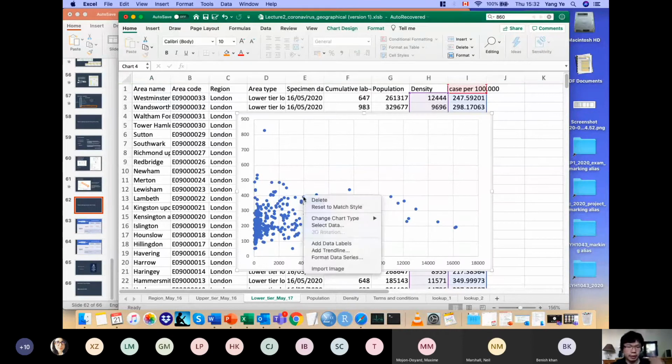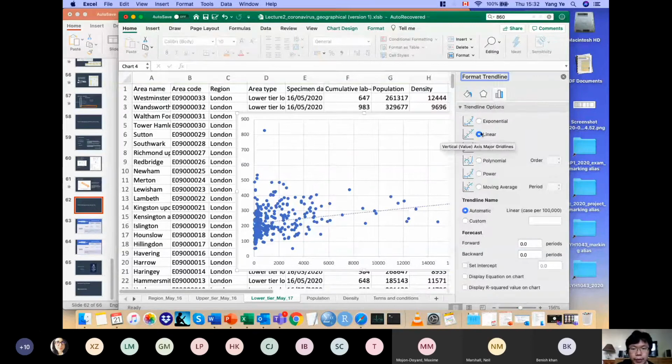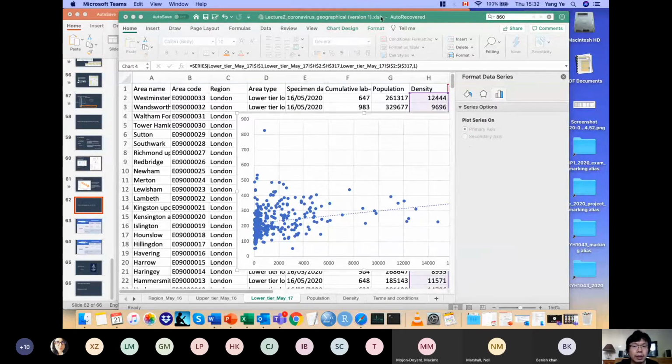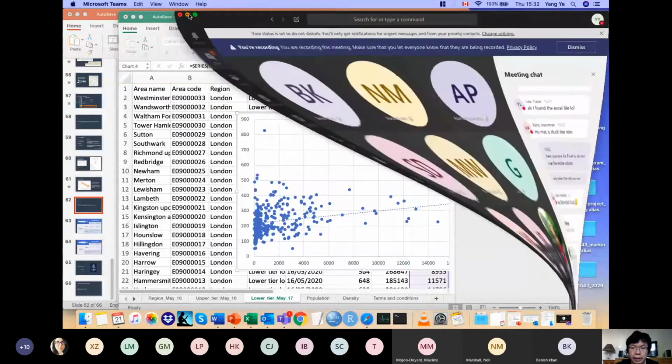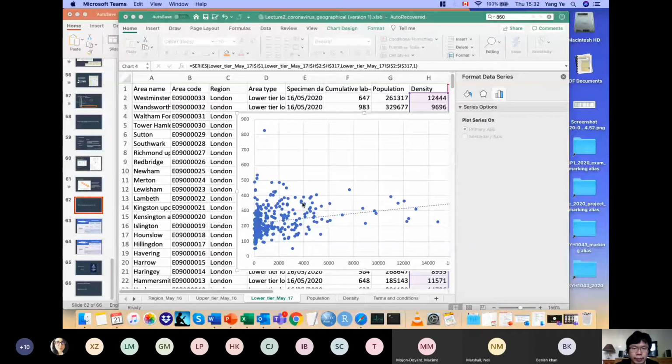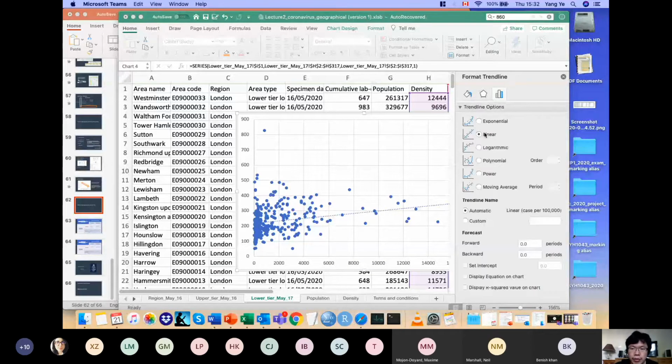But we don't know that, because what we could do is add a trend line. You can right click on any of the dots in the scatter plot, and then you can add trend line. Add trend line, and you have some options there: exponential, linear, logarithmic, polynomial, power, moving average.